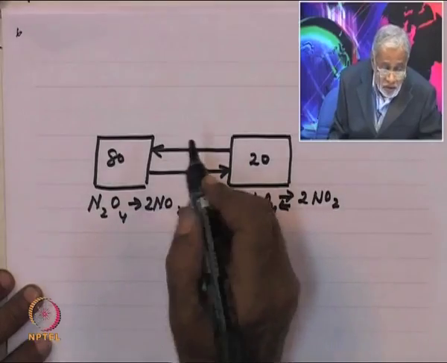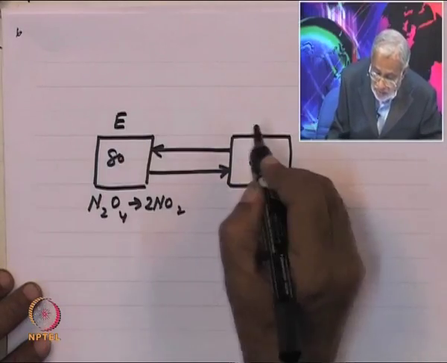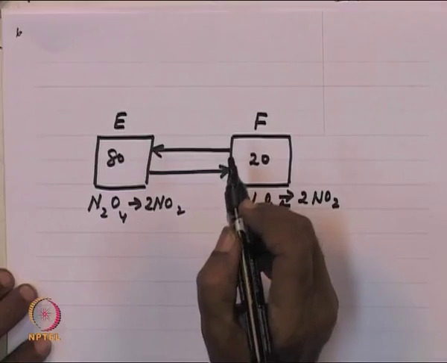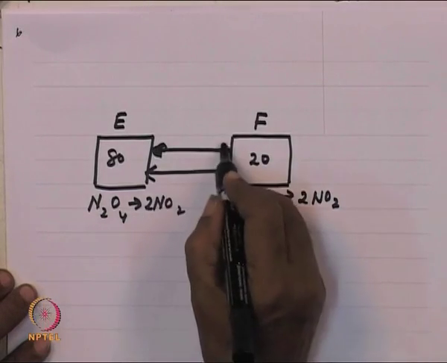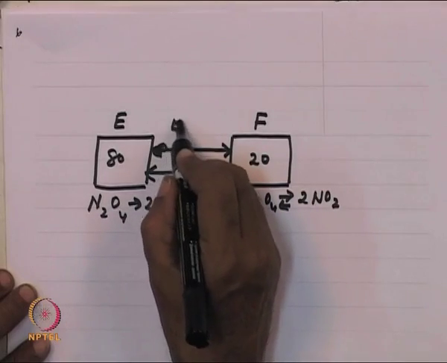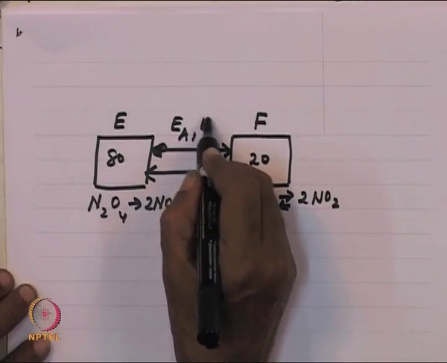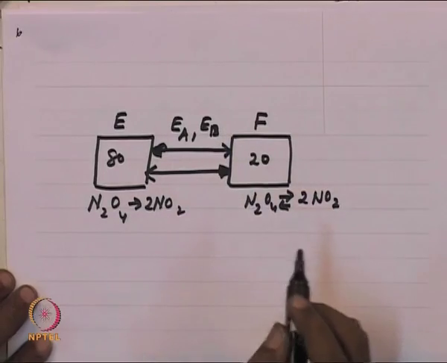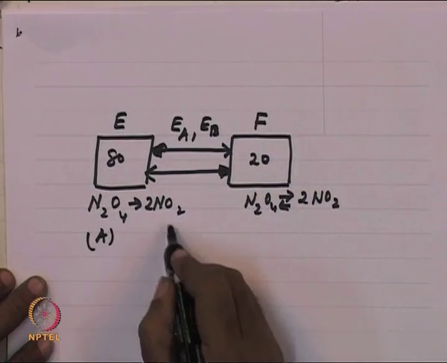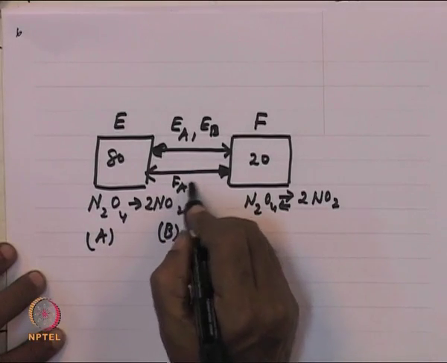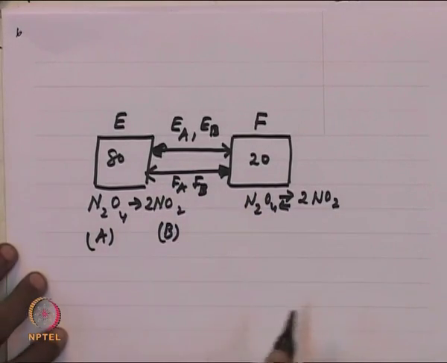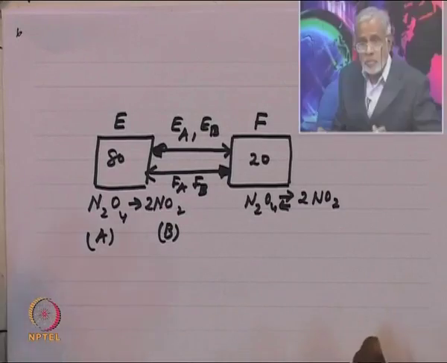Okay. I call this environment as E and this environment as F. Therefore, you have, so it is going like this. I will call it E A and E B, okay. All right. I call this as A, I call this as B, okay. And then F A and F B are coming out. Okay. So, what is the system?